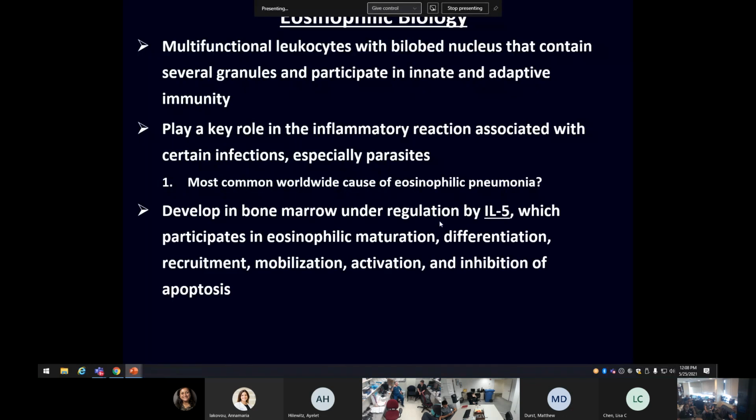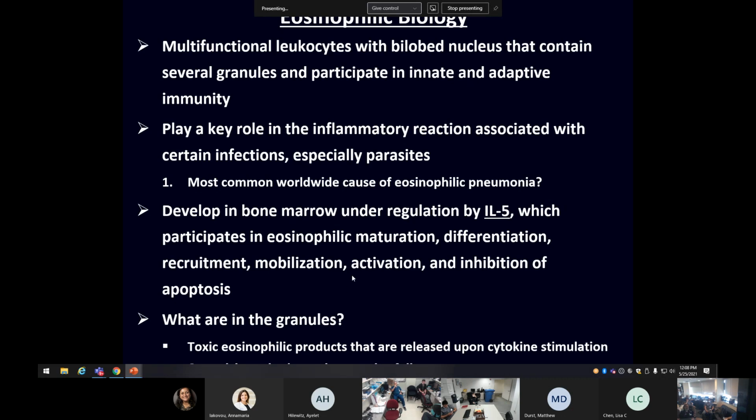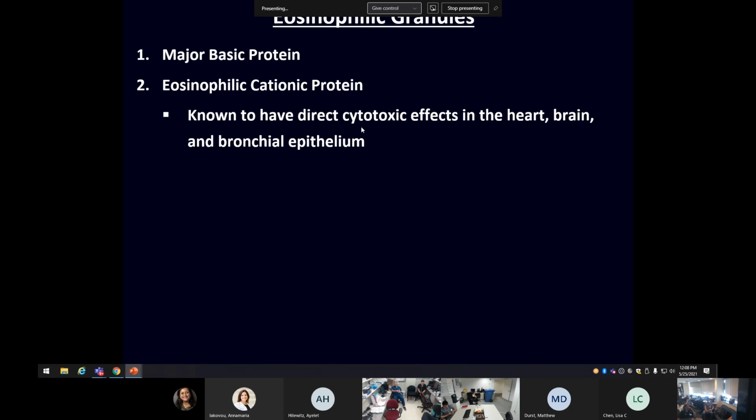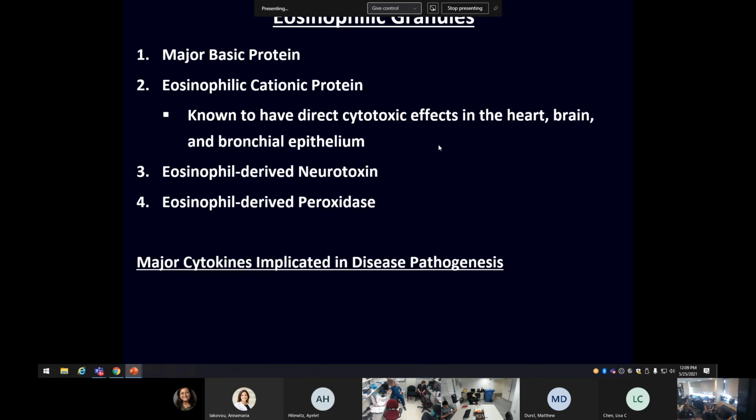Like we talked about, the eosinophils develop in bone marrow under regulation by IL-5. It participates in eosinophilic maturation, differentiation, recruitment, mobilization, activation, and inhibition of apoptosis. And like we said, IL-4 and IL-13 also participate in eosinophilic activation and inhibition of apoptosis. So what are in the granules? These are toxic eosinophilic products released upon cytokine stimulation. They have direct cytotoxic effects on different organs. So, for example, the one that's known to have direct cytotoxic effects is the eosinophilic cationic protein, which can have direct cytotoxic effects in the heart, the brain, the bronchial epithelium, and several other granules are involved.